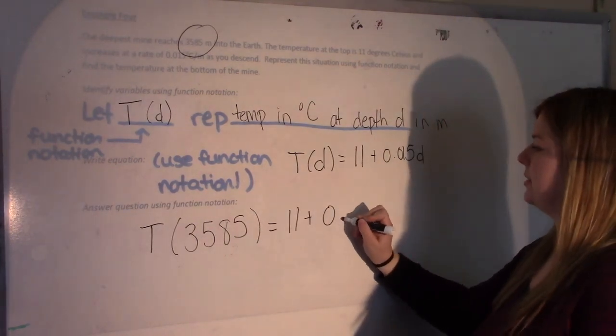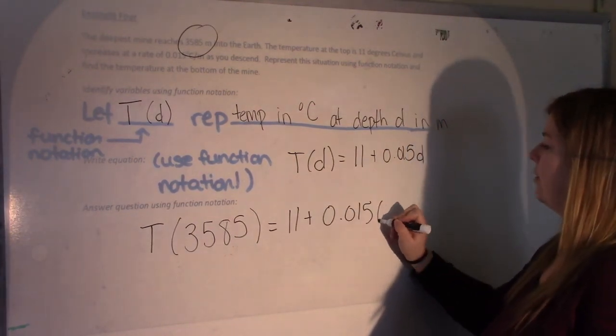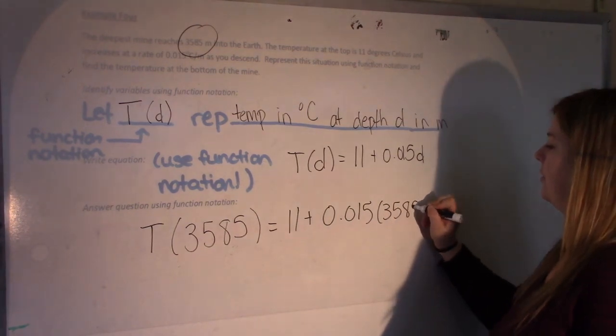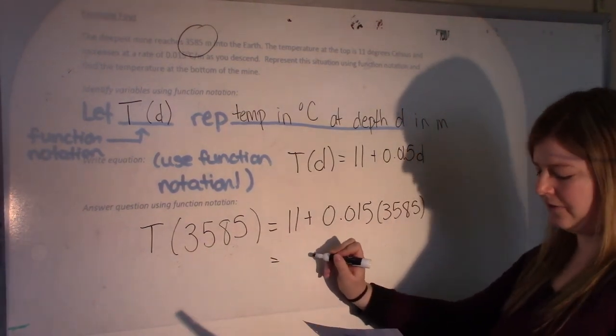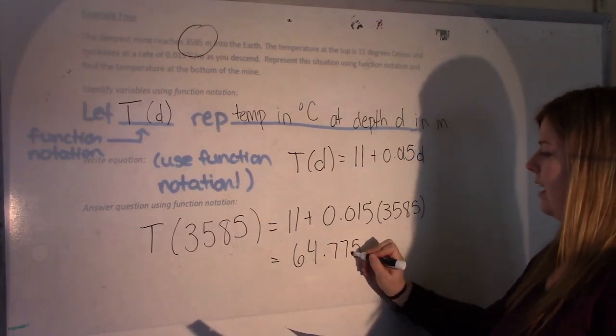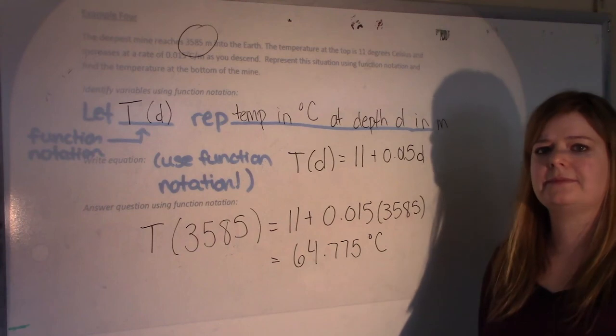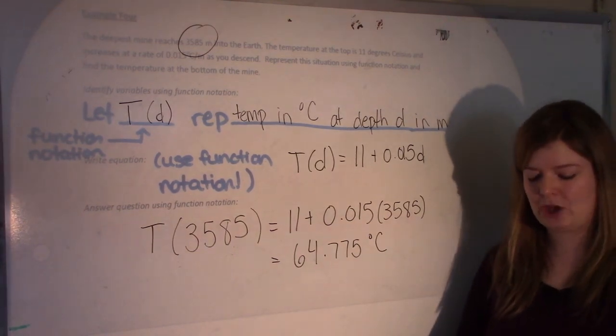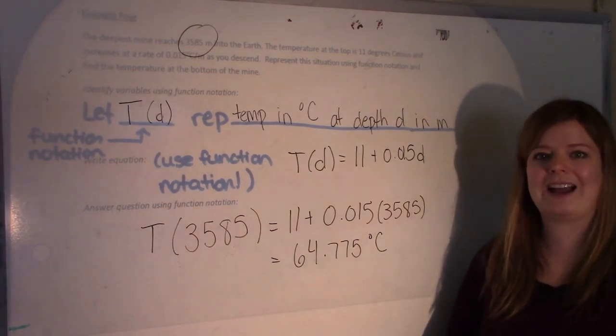So now you just substitute in 3585 for D, and you get your final answer of 64.775 degrees Celsius. Okay? And you would write a sentence. So that's function notation. I hope you learned lots.